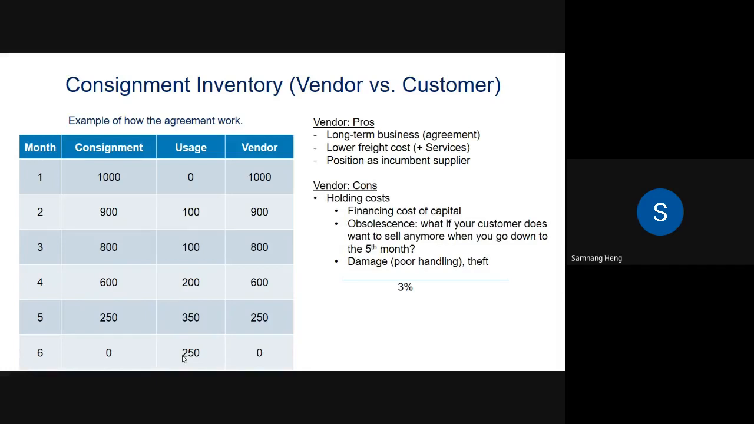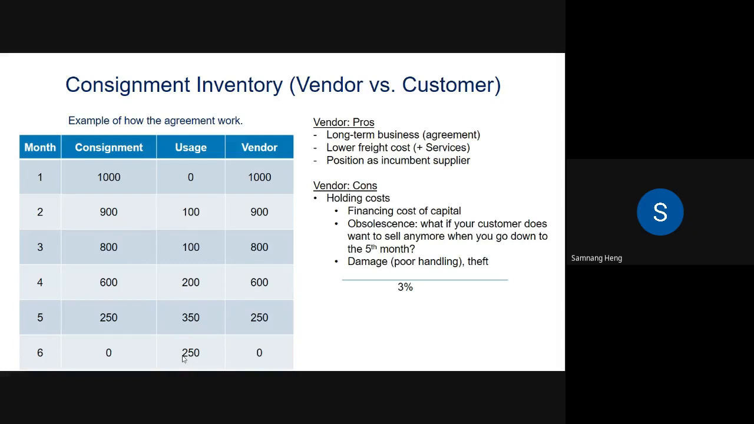And for the cons, yes, there is always a risk and a cost for doing consignment inventory. So the main important point is the holding cost. So everything costs money. Let's say financing cost of capital. So again, when we sell a product, we want the money right away, right? From us as the vendor perspective.